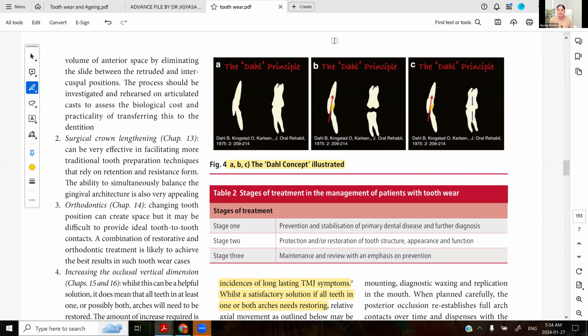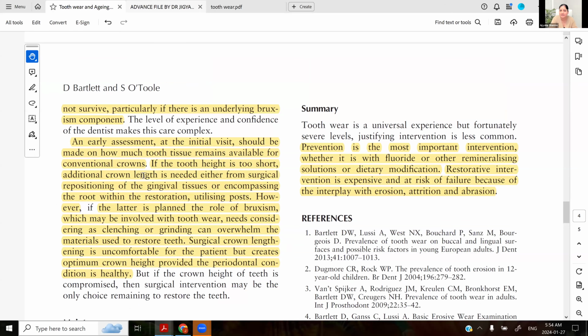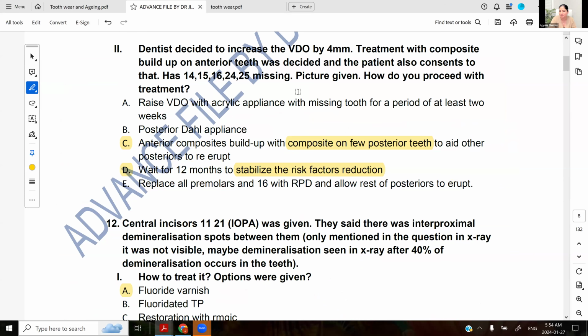So posterior Dahl's appliances are required when the vertical dimension is not lost. In the current case, we are required to increase the vertical dimension. So it again is not the treatment of choice for this case. Makes sense for everyone, yes or no? Is it getting distinctly clear, the clouds disappearing and the management becoming extremely clear? Which will be more pronounced, intrusion of molars or extrusion of anteriors? Mostly it happens simultaneously. That's the target. It can vary patient to patient, but with 1 mm of extrusion happening, 1 mm of intrusion is compensated. But 0.5 mm variation can happen patient to patient.